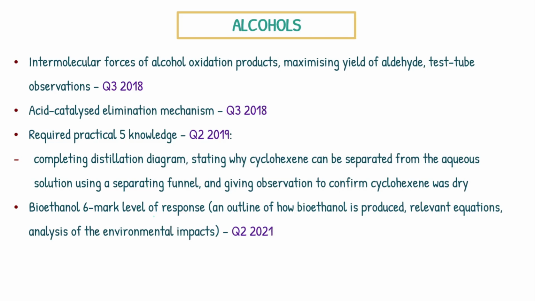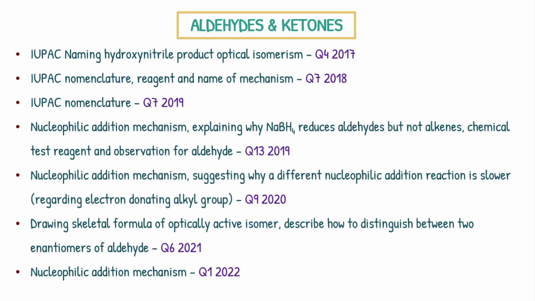Okay, next one we have here was a 6-mark level of response question to do with bioethanol. You need to outline how bioethanol is produced. You had to give the relevant equations for this, and you had to analyze the environmental impacts. Okay, so that was everything for alcohols. Let's move on to aldehydes and ketones. Right, this one was a bit more chunky here.